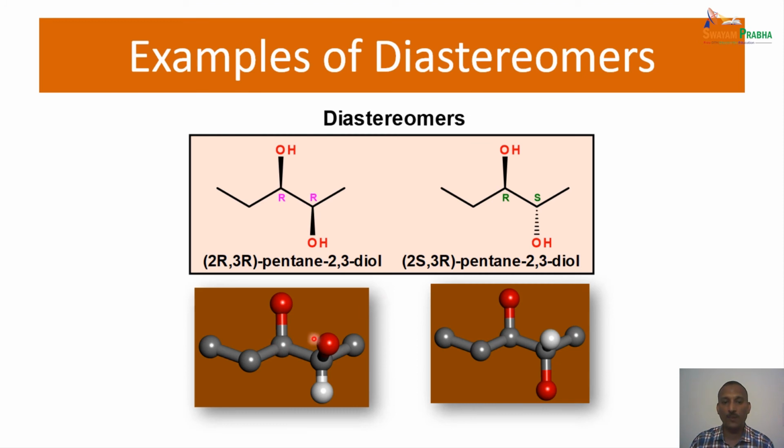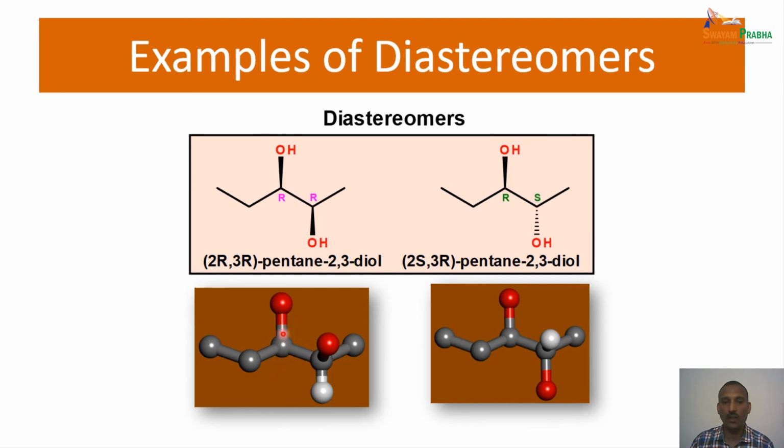Here is the example. In this particular case, we are having the same dihydroxy, that is pentane diol derivative, as our example. In one case, the hydroxy group is pointing towards the observer as shown here. In the other one, it is pointing down or away from the observer. So only in this particular chiral center, the configuration is changed from R to S. The other one is not at all disturbed here.